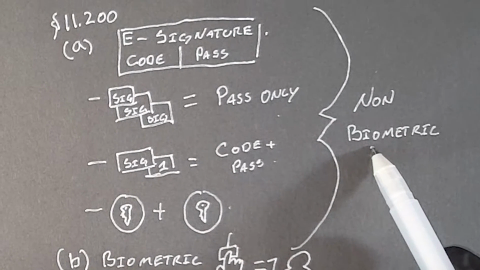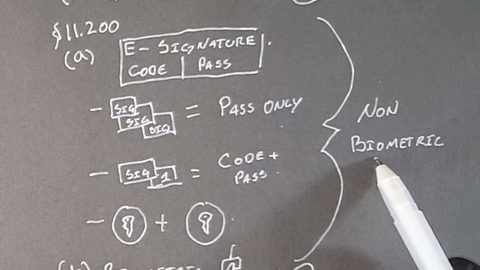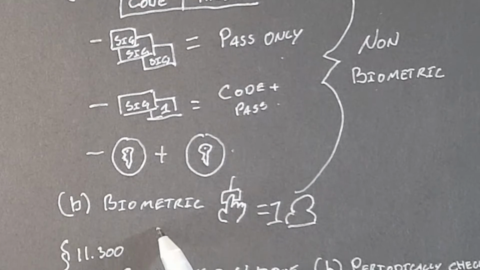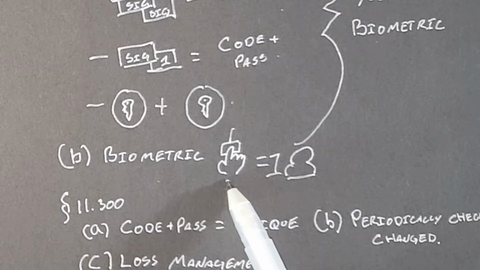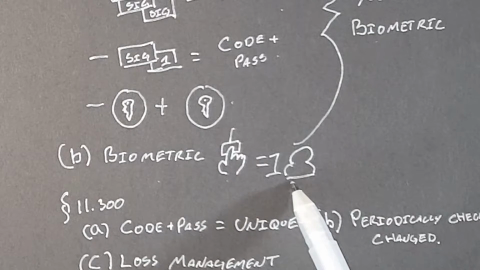So all these things apply to non-biometric signings. This is when you type in something. For a biometric, this is your fingerprint, this is an eye scan, anything that's associated with an individual's biologics, all you must require is that they cannot be used by anyone other than the genuine owners. It must be actually unique to that one person.